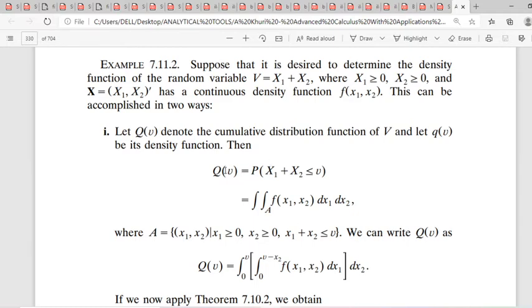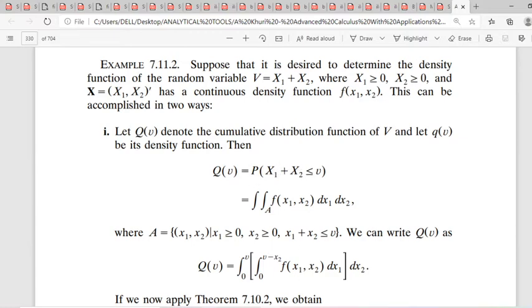Now look at the form of the distribution function of the variable V. You know, V is x1 plus x2. So the distribution function will be the probability of x1 plus x2 less than or equal to some real value, that is, probability of x1 plus x2 less than or equal to v. Let us denote Q of v as the distribution function of capital V. What is capital V? Capital V is nothing but x1 plus x2. So probability of V less than or equal to v means probability of x1 plus x2 less than or equal to v.